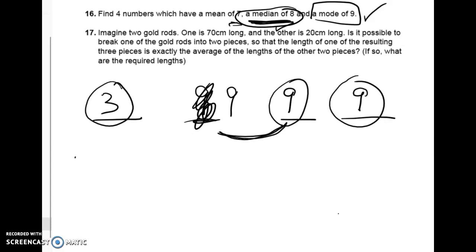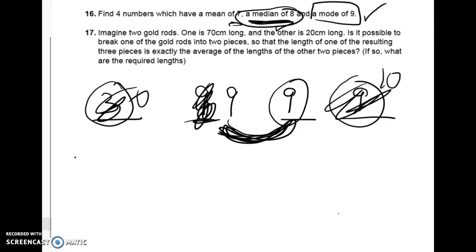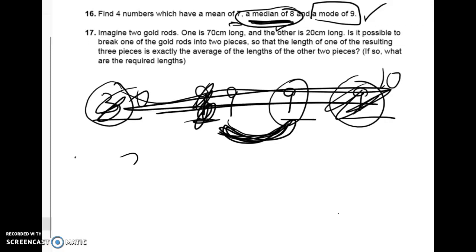What about if we made those 2 9 and this one 10? Well, that's definitely not going to work because, again, we don't have that median of 8, right? Plus the numbers are going to start to add up to more than 28. That would have to be 0. So that's wrong. So the only combination that's going to work is 3, 7, 9, 9.